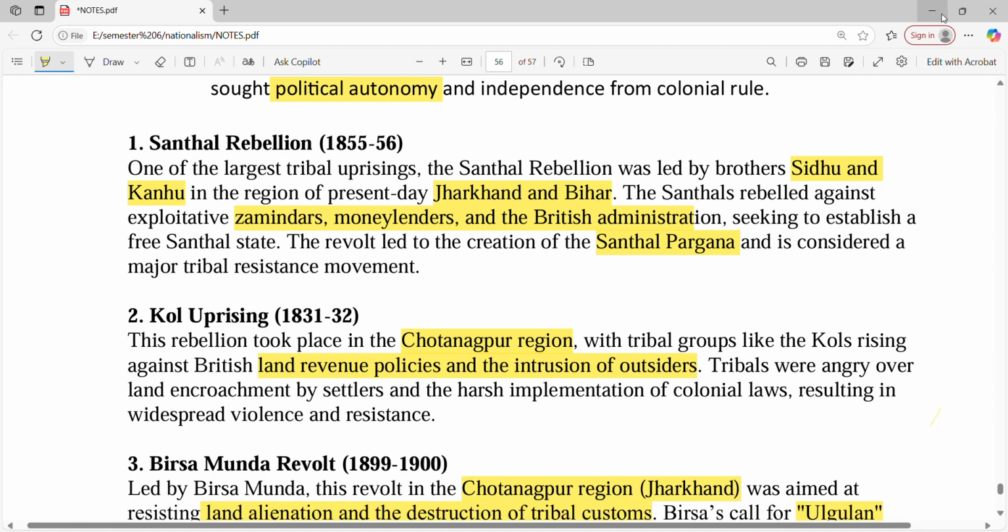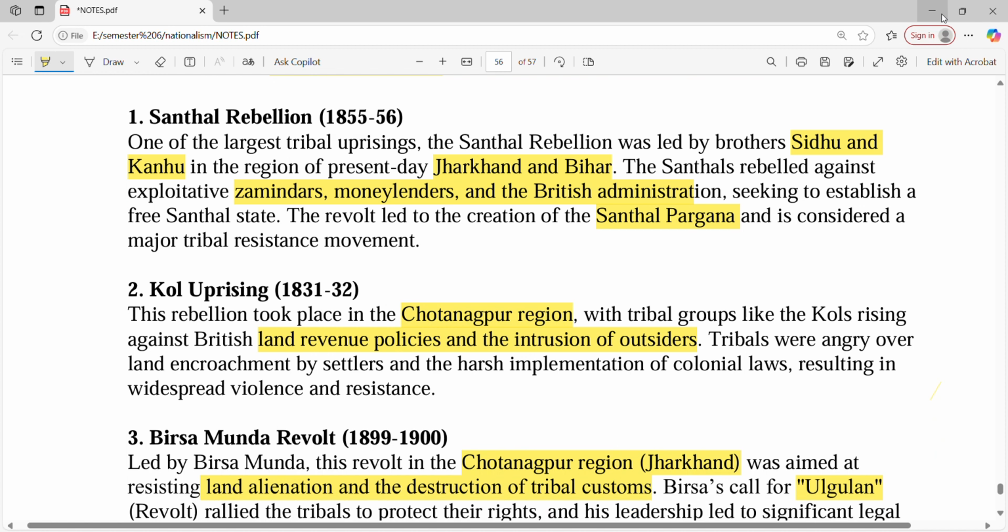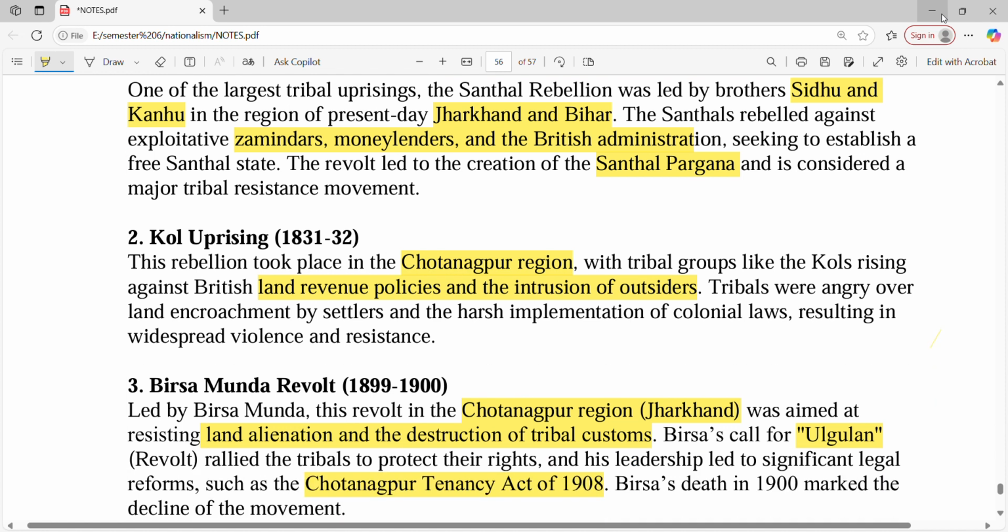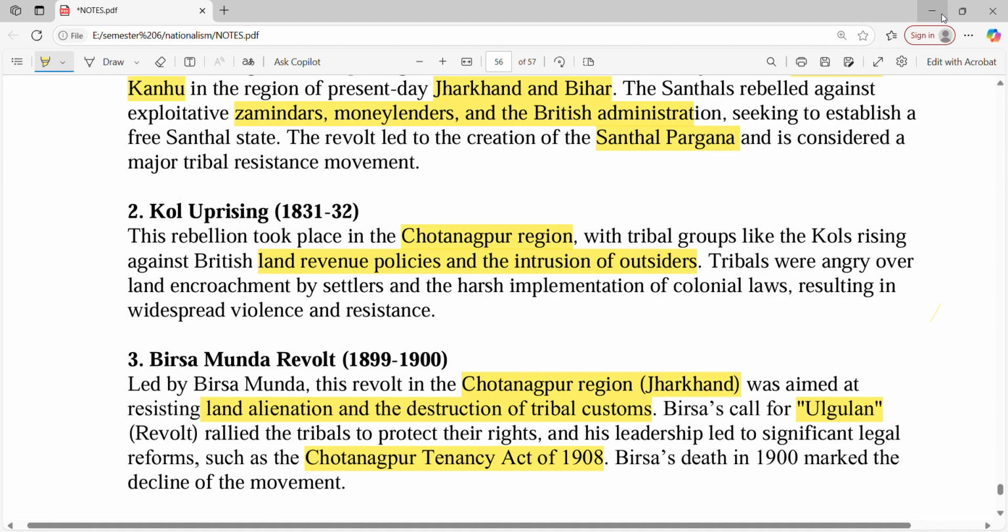Then the second is the Kol uprising. This is in the region of Chota Nagpur, spread to Ranchi, Hazaribagh, Palamau and Manbhum. Reasons were that British penetration and law over Kol chiefs caused tribal tensions. Occupation brought settlers, transferring tribal lands. Merchants, moneylenders and British law threatened chiefs' power, and the resentment to this led to the uprising against outsiders. Okay. Next is the Birsa Munda revolt.